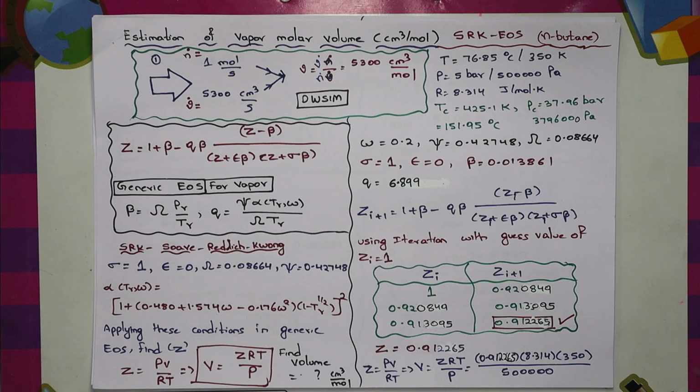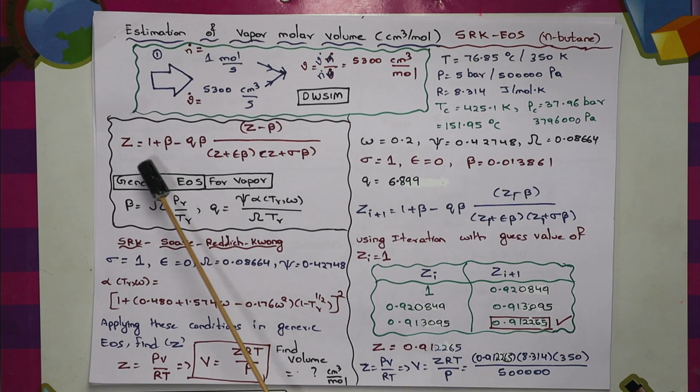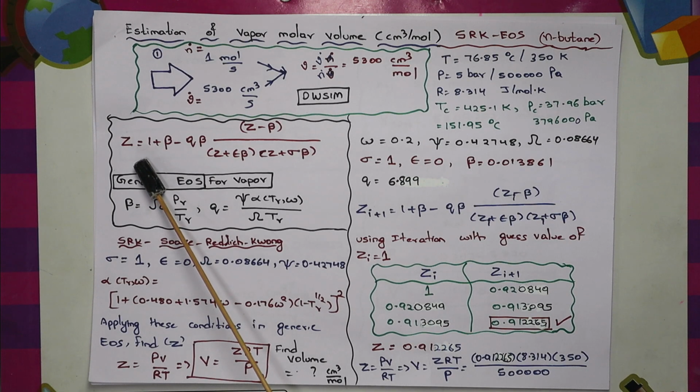So let us proceed with the hand calculation now. Okay, so this is how it goes, and we are going to use a generic equation of state. Okay, this kind of equation for Z, the compressibility factor. That means you are going to find the volume using the value of Z. Once you know Z, you are able to get the molar volume of n-butane.